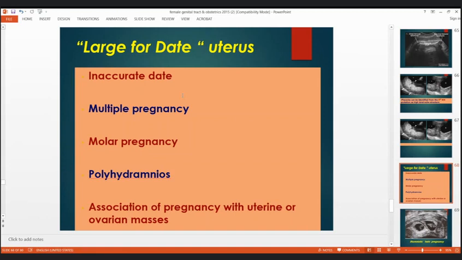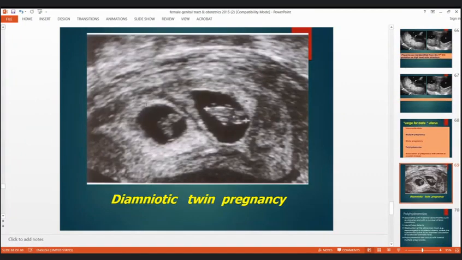Now, if we are following the growth of the fetus, sometimes we will encounter a large for dates uterus. Large for dates uterus can be due to incorrect date, can be due to multiple pregnancies, molar pregnancy, polyhydramnios. These are clinical causes, and association of pregnancy with uterine or ovarian masses. All these can give rise to large for dates uterus, and obviously ultrasound will help us to see the cause for large for dates uterus.